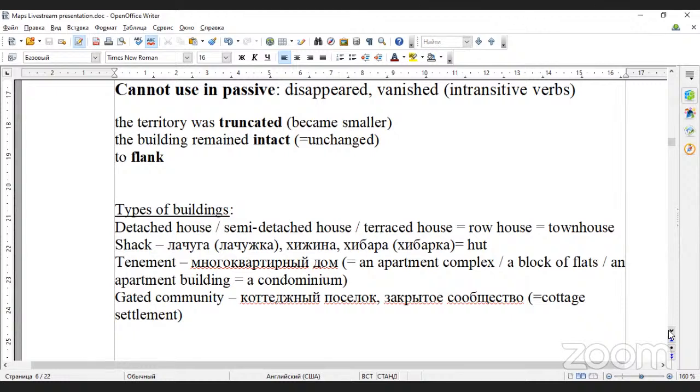Then they can be a tenement or an apartment complex, a block of flats, an apartment building, or a condominium, or you can come across a gated community or a cottage settlement on your map. All right.